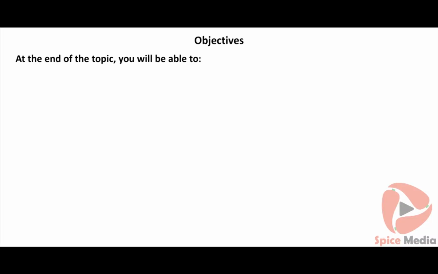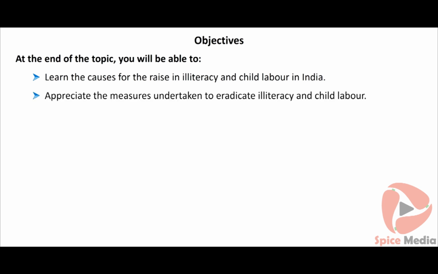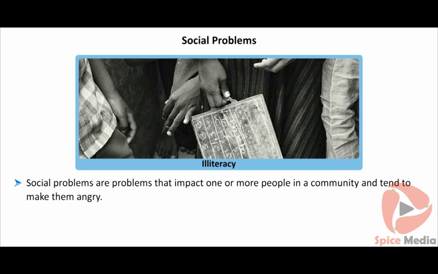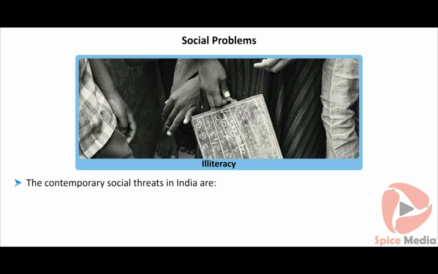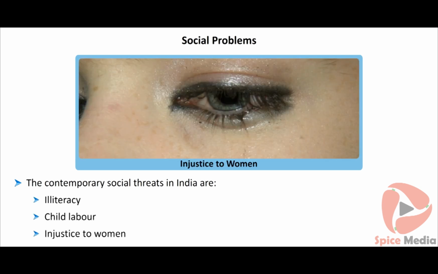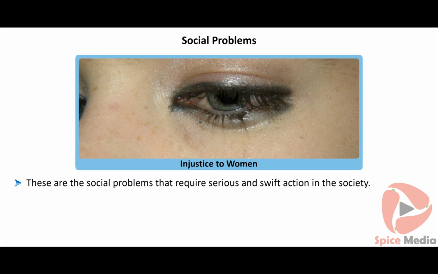At the end of the topic, you will be able to learn the causes for the rise in illiteracy and child labor in India, and appreciate the measures undertaken to eradicate illiteracy and child labor. Social problems are problems that impact one or more people in a community and tend to make them angry. The contemporary social threats in India are illiteracy, child labor, and injustice to women. These are the social problems that require serious and swift action in the society.